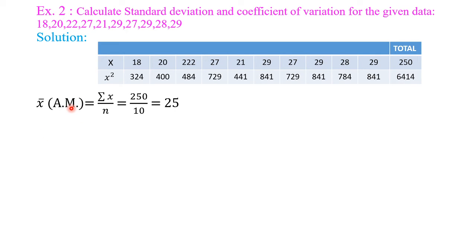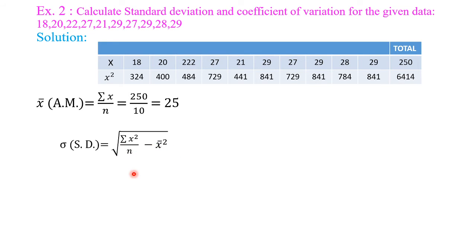First we have to find the arithmetic mean. Arithmetic mean x bar is equal to summation of x divided by n. Therefore 215 divided by 10 is equal to 25. We have a formula of standard deviation. Sigma is equal to under root summation of x square divided by n minus x bar square.